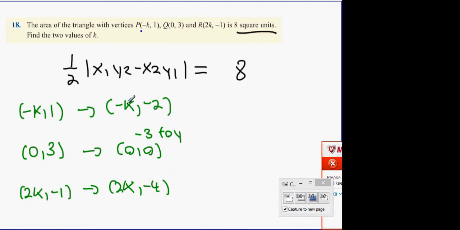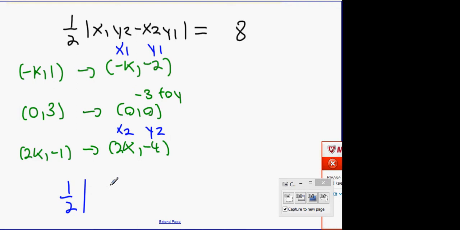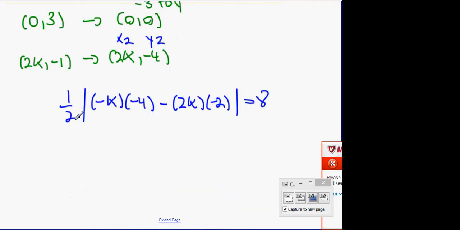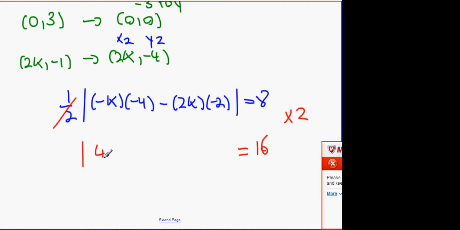Then next is x1 and y1, which is going to be minus k and minus 2, and then we have x2 and y2. Okay, we're going to put them in. We're going to get a half, x1 y1, which is minus k times minus 4, minus x2, which is 2k times minus 2, close brackets, equals 8. Now I'm going to multiply both sides by 2. What am I doing that for? To get rid of the half. Now I'm going to get 4k plus 4k equals 16. Then I'm going to get the modulus of 8k equals 16.